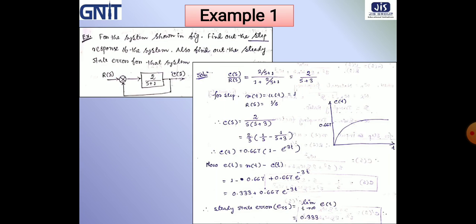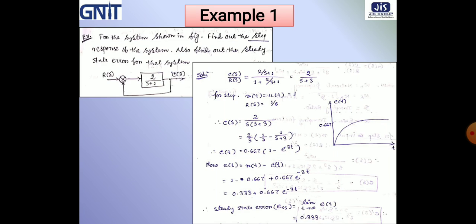And for step response, r(t) is equal to 1, so R(s) is equal to 1 by s. Just put the value of R(s) in this particular equation, and after applying partial fraction method and inverse Laplace transform, you can get c(t) is equal to 0.667 into 1 minus e to the power minus 3t. That is our output response or step response.